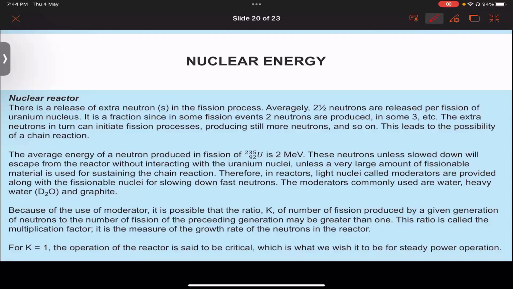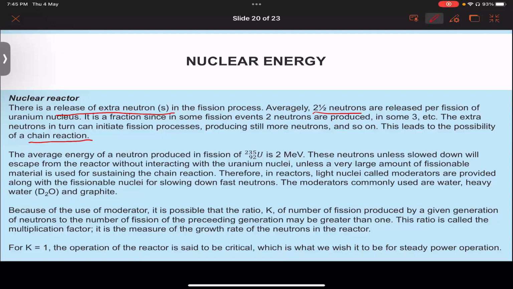So the principle is the release of extra neutrons. We have seen that 2 or 4 neutrons are being produced. There is a release of them in the fission process, and on average you have 2.5 neutrons released per fission of a uranium nucleus, because some events produce 2, some produce 3, some produce 4. So the average you can take as 2.5 neutrons. The extra neutrons in turn can initiate further fission processes, and this is the chain reaction.